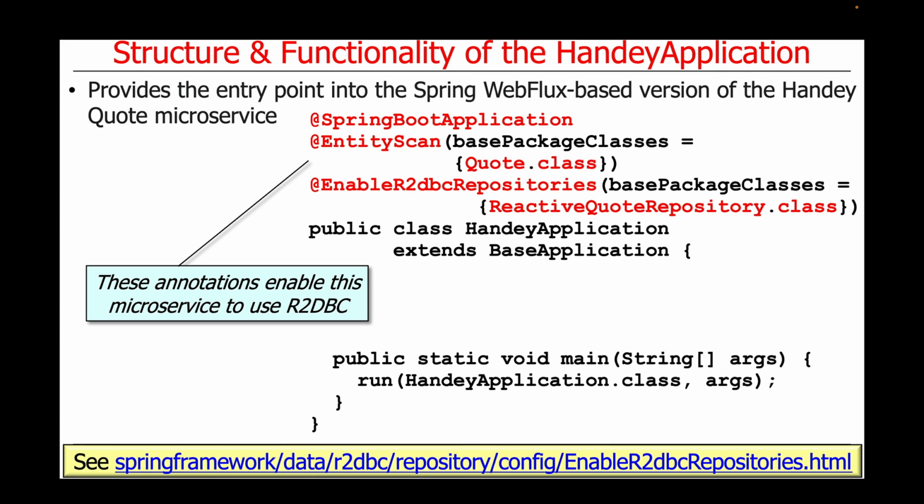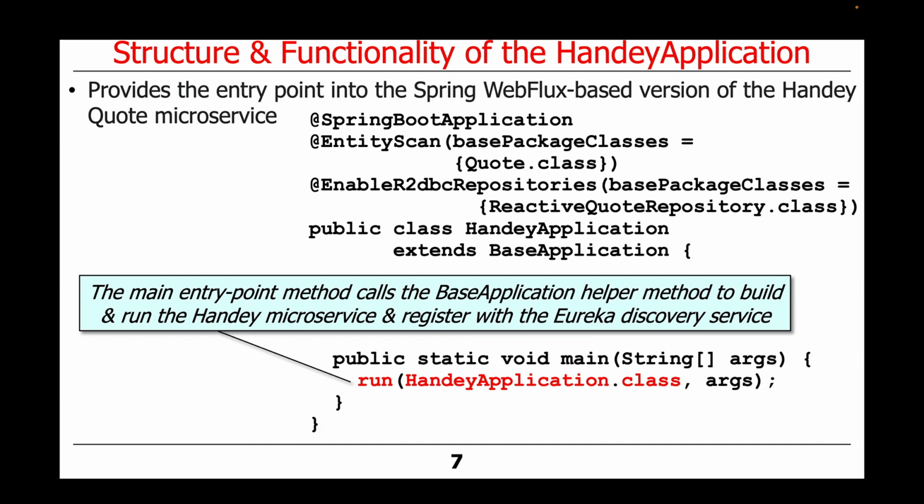Pretty straightforward, but you probably haven't seen enable R2DBC repositories before. And then the last thing we do is call the run method that we inherited from base application, passing in the Handey application class to start the whole ball rolling and to register this microservice with the Eureka server-side discovery service.